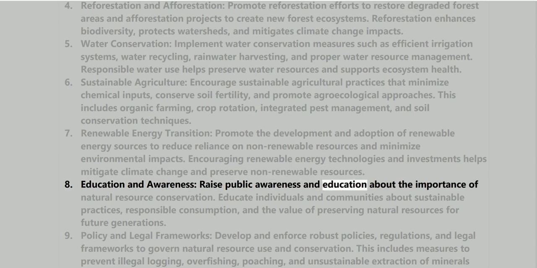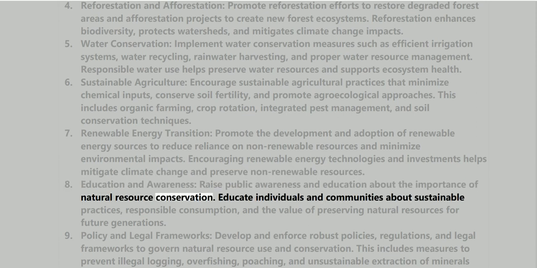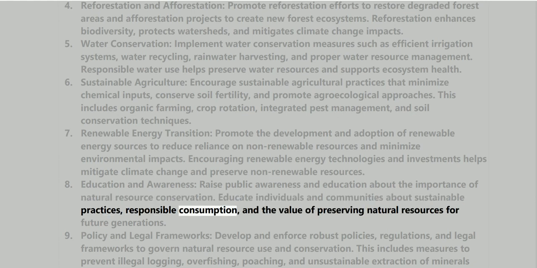Raise public awareness and education about the importance of natural resource conservation. Educate individuals and communities about sustainable practices, responsible consumption, and the value of preserving natural resources for future generations.